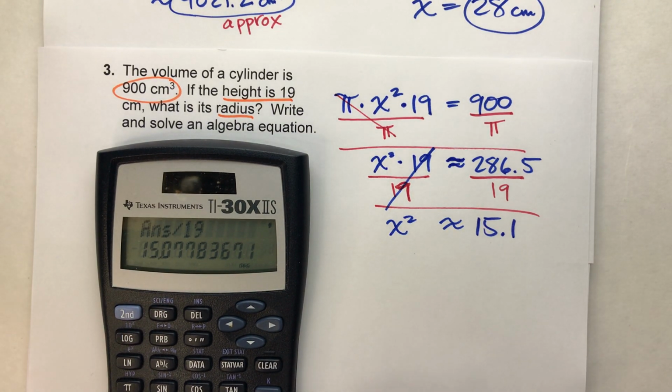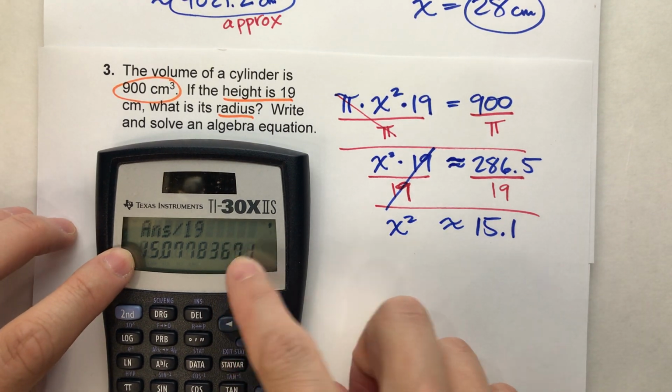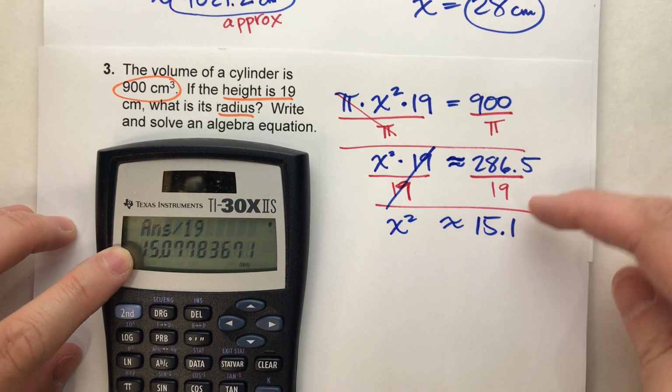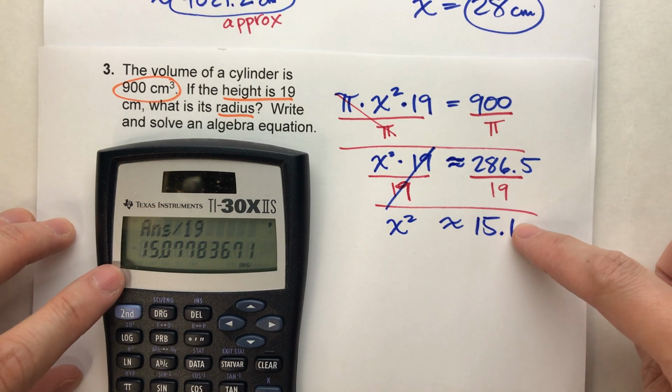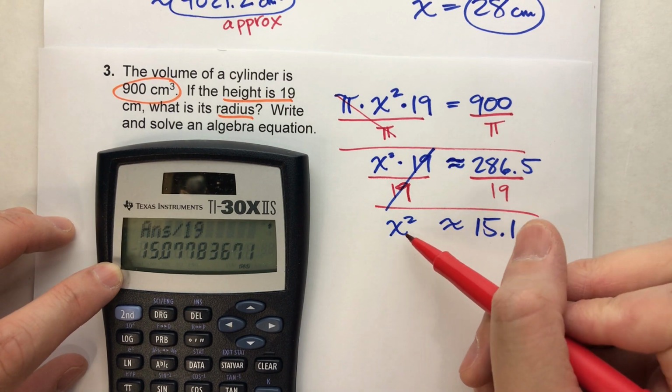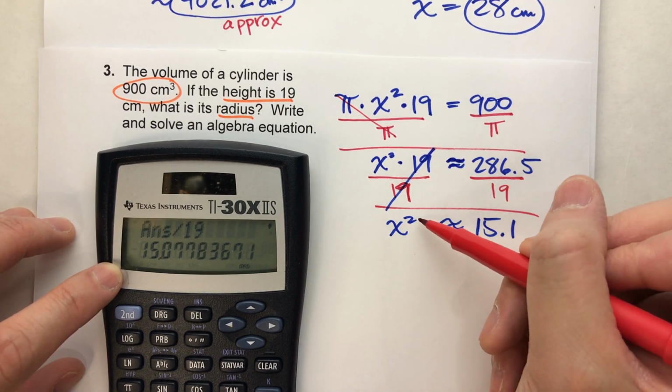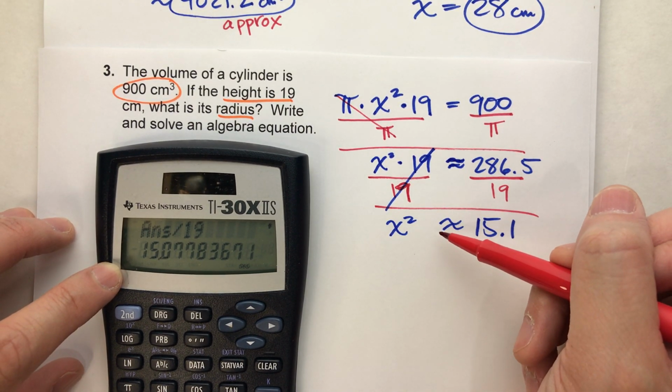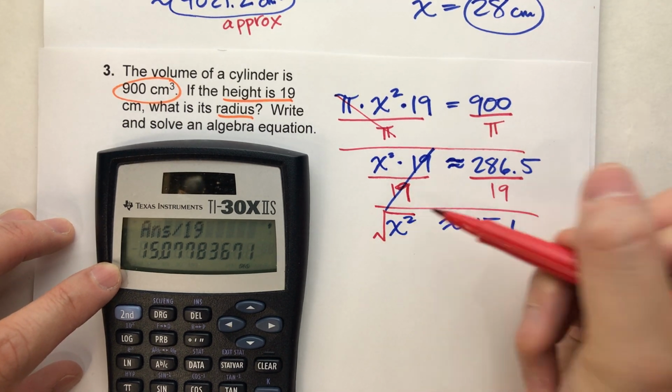But again, I'm not going to clear it off my screen. I'm going to use this number when I do my next step. And yes, I'm rounding on my paper, but that's just to show my work. I'm not actually using 15.1 when I do the next step. All right, but I'm almost there. Last step, because it's a radius and it was squared, we have to undo the squaring. So I'm going to square root it.